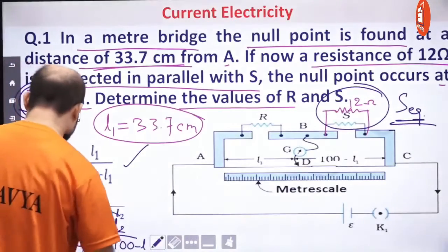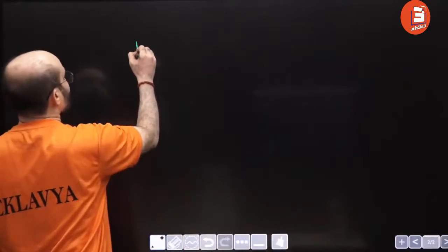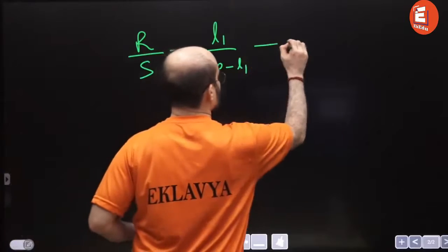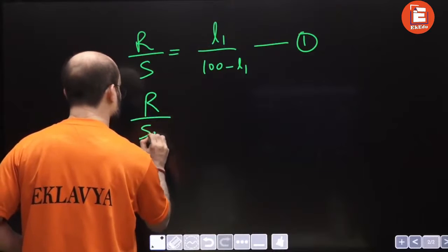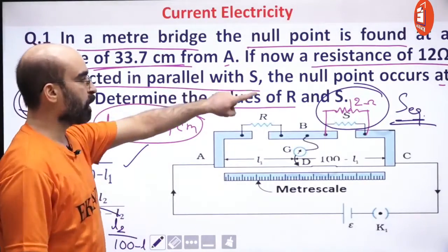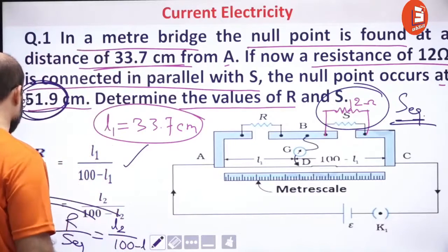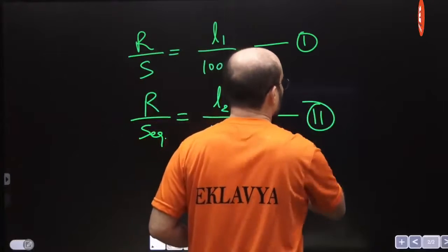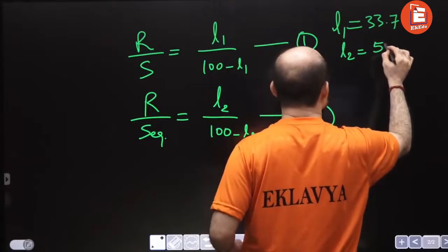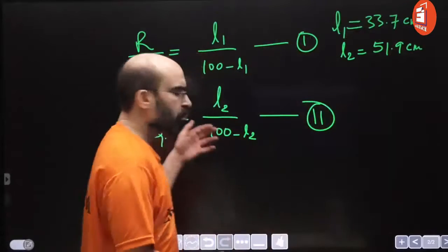Now have a look. We have equation 1, R by S equals L1 by 100 minus L1. And then we have R by S equivalent equals L2 by 100 minus L2. The 12 ohm resistor is connected in parallel with S. These are the two equations. L1 equals 33.7 centimeter, and L2 is 51.9 centimeter. Is that easy? Yes.